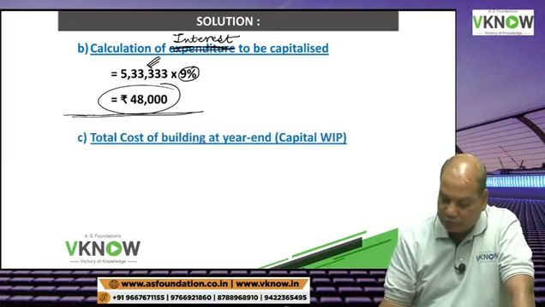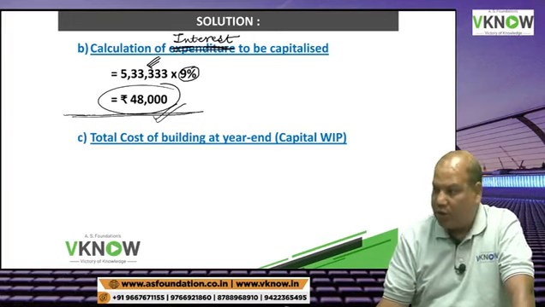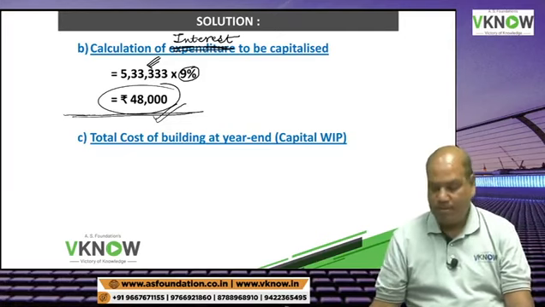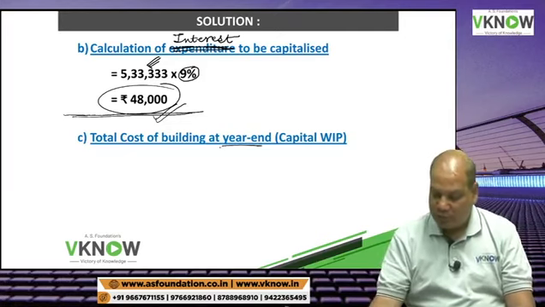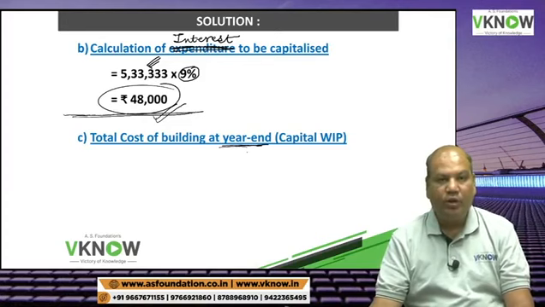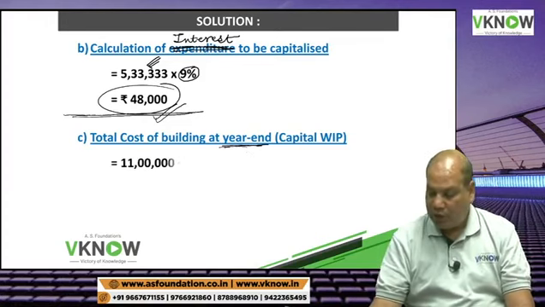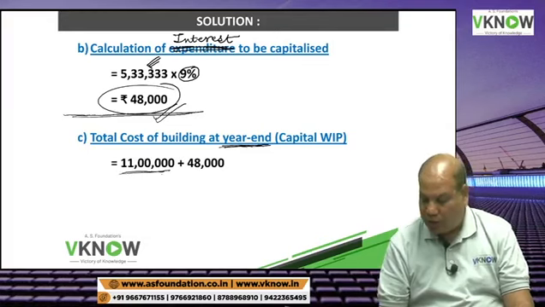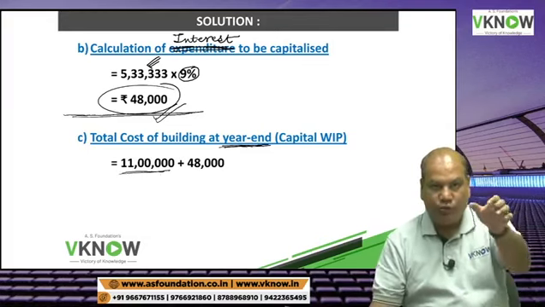Okay. Point number C, write down. Point number C, please round off to 48,000. No need to write in fraction. Point number C: total cost of building at the year end. So what will happen at year end? The total amount you have incurred is 11 lakh. You can just add those four numbers.